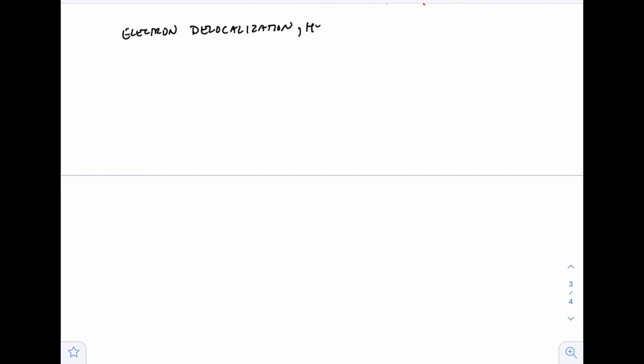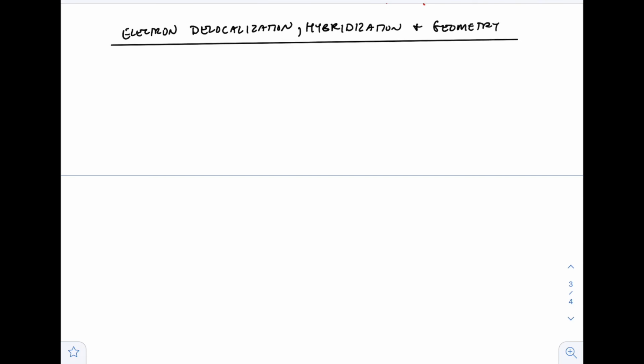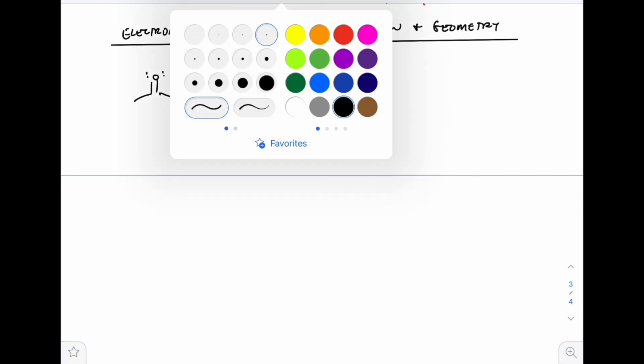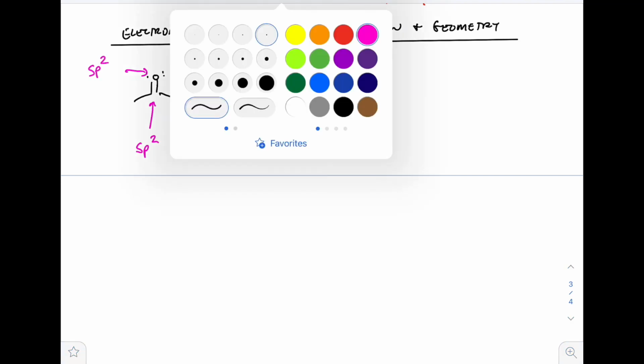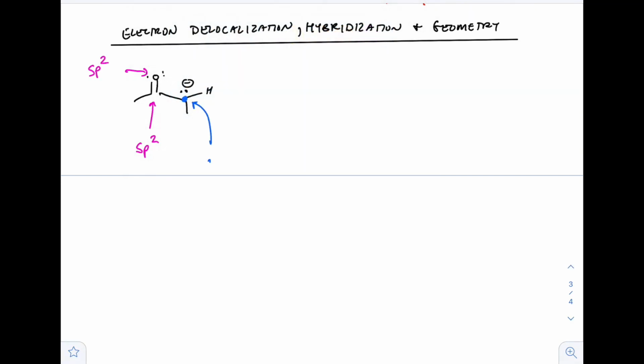Now let's move on to electron delocalization, hybridization, and geometry. So this is, again, something we talked about before. We're just bringing it up again, a little refresher. And it's actually in this chapter, even though I brought it up before. Okay, so we have this compound right here where we have a negative charge on the alpha carbon, and that carbonyl, we already know that's sp2 hybridized, right? And this oxygen is also sp2 hybridized. It's got 3 regions of electron density.